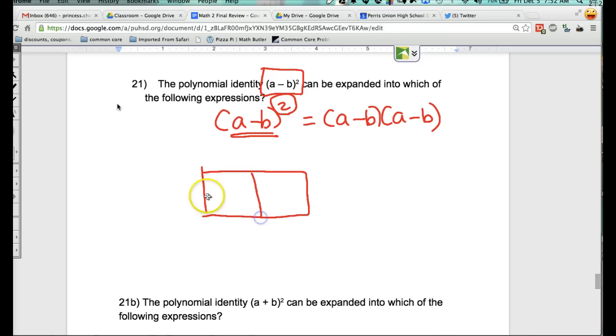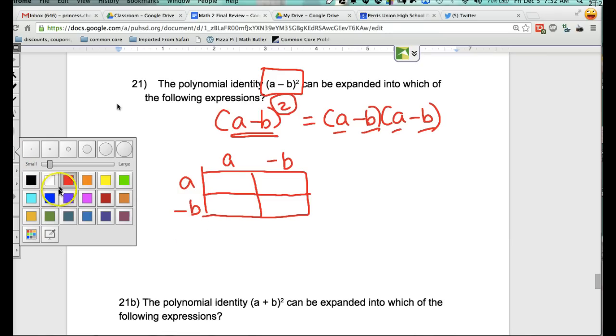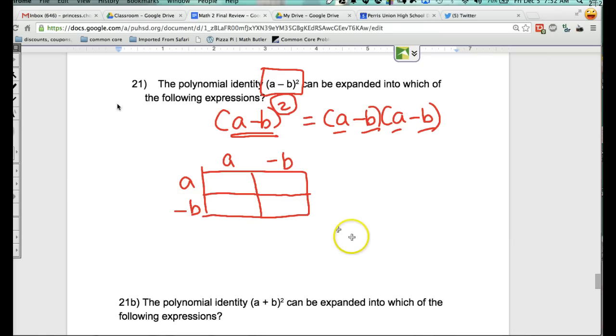And so let's take a look at the box method. I love the box method because you can use it to multiply and also to factor. So I have two terms, so I created two columns. One is for a, the other one is for minus b. Again, I have two terms, so I'm going to do the same thing. Two rows, right? And so one is for a and the other one is for minus b. Now what we're going to do is we're just going to go ahead and multiply.